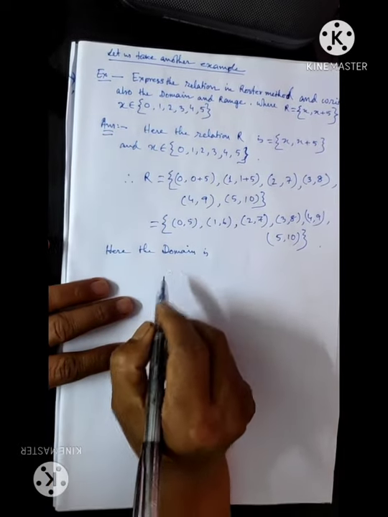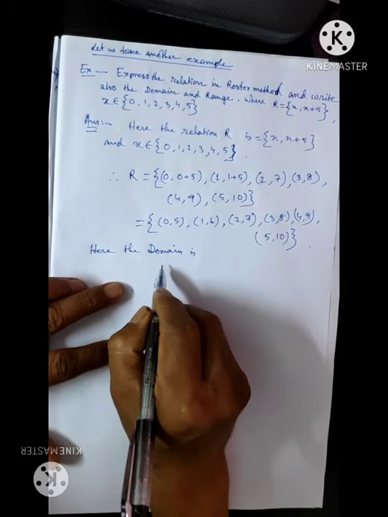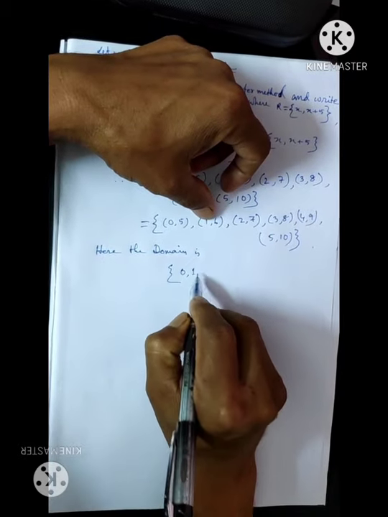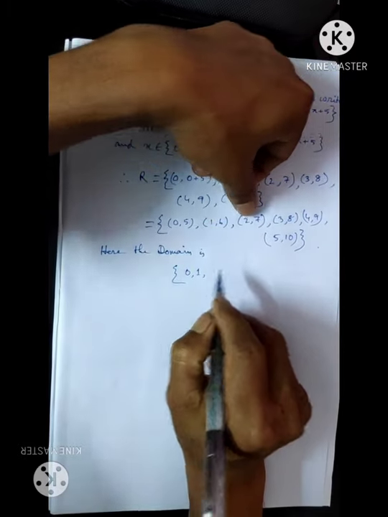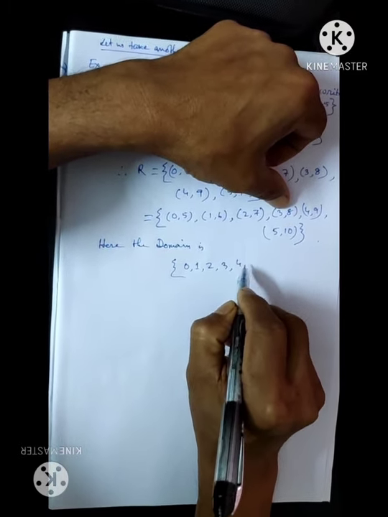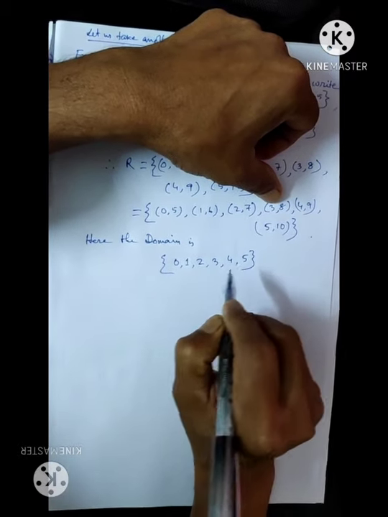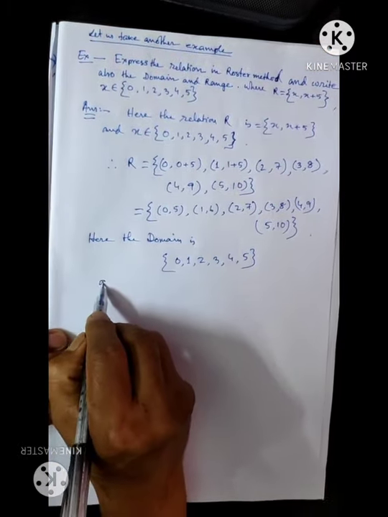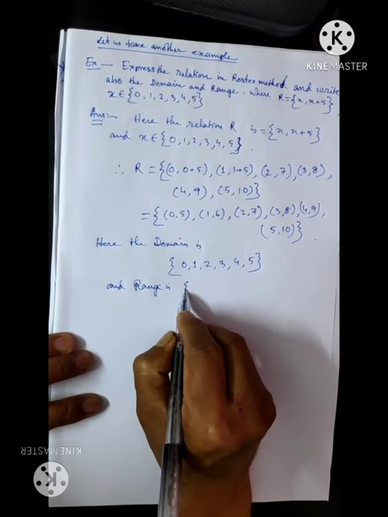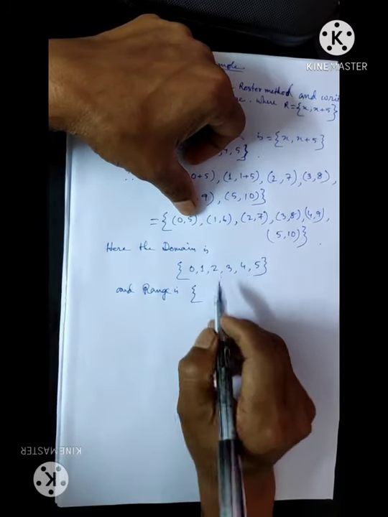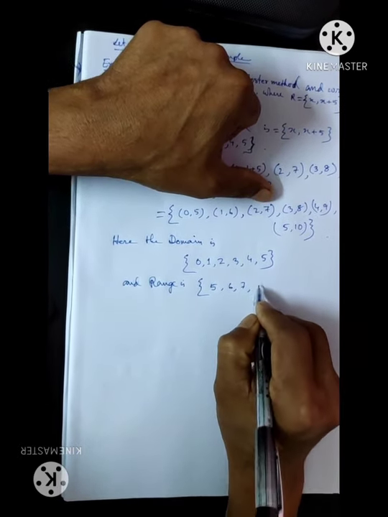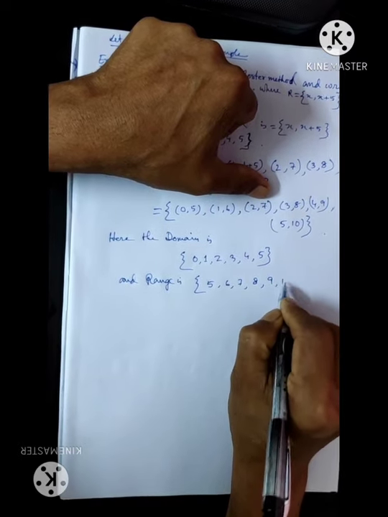The domain is 0, 1, 2, 3, 4, 5. The first element is the domain element. And the range is the second elements: 5, 6, 7, 8, 9, 10.